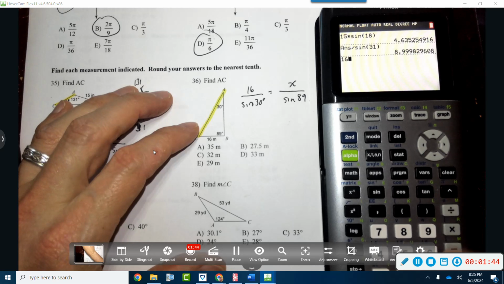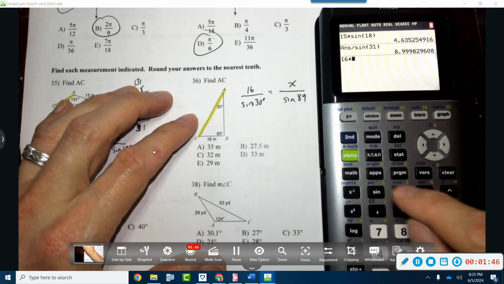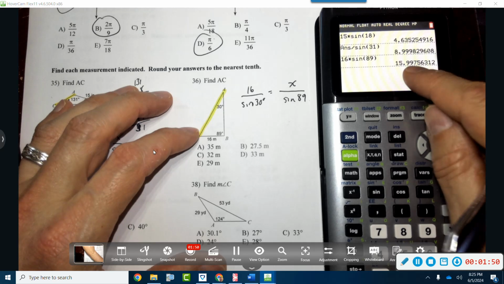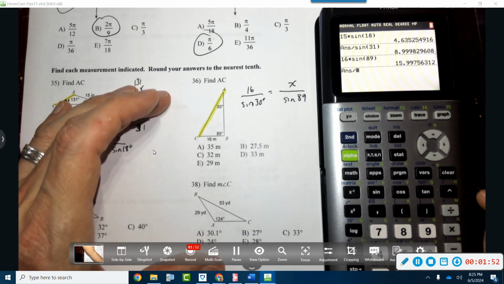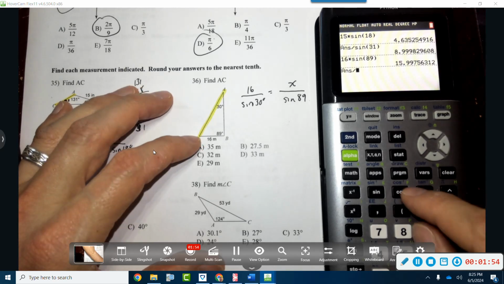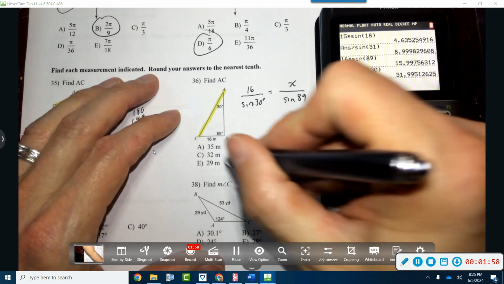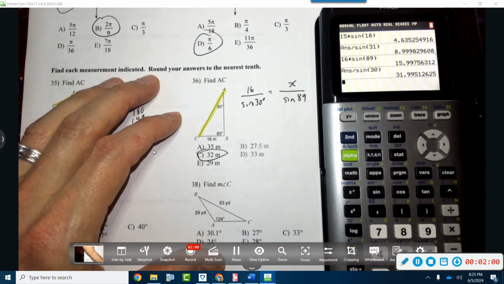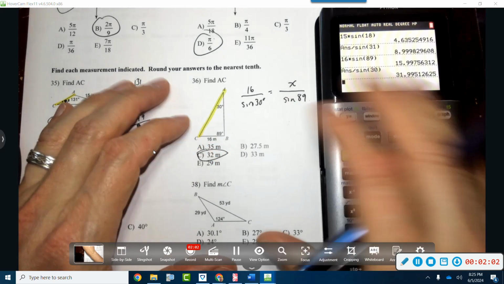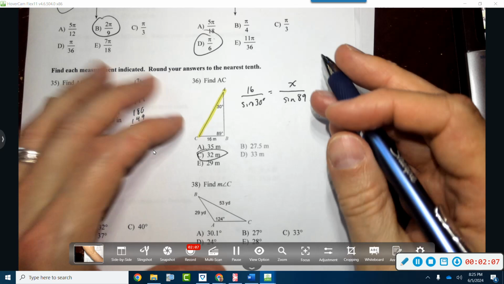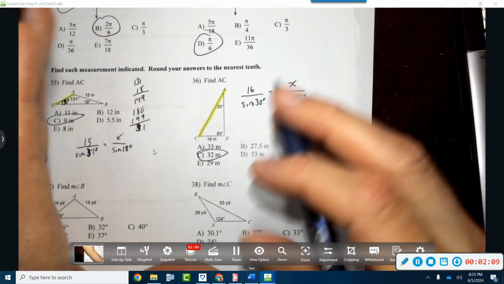Let's do 16 times the sine of 89, and then we're going to divide by, which is basically 16, divide by the sine of 30. And it looks like it's 32. Okay, let's just see actually what the sine of 89 is. I want to see how off this would have been. We know the answer is 31.995, so it's very close to 32.